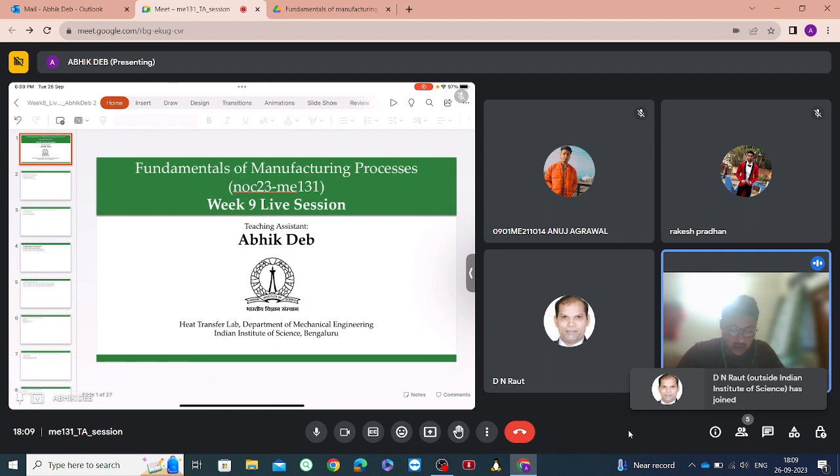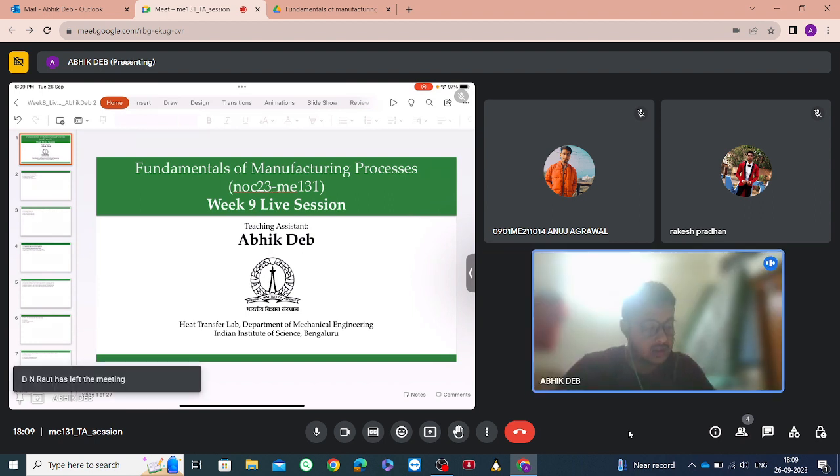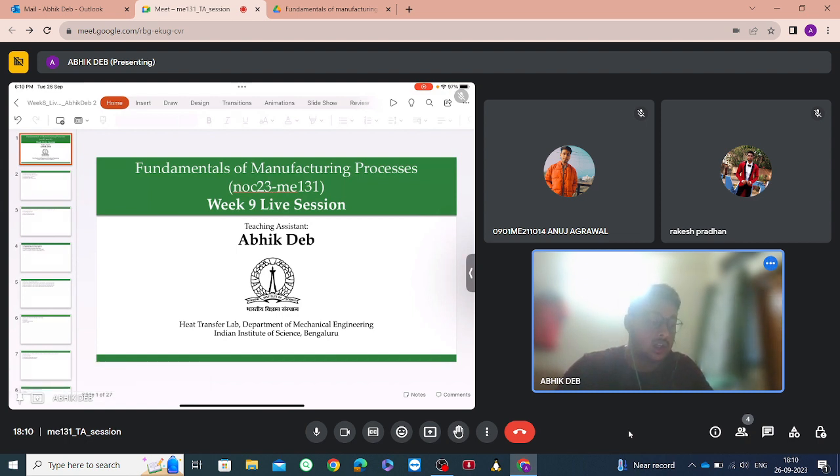And today I shall be discussing the material removal process, the continuation of the material removal process. In the previous class, we have already discussed the basics of machining. Today, we shall be discussing the basics of the grinding process, and also some other phenomena related to the machining process and the problems related to these. So, let us begin.